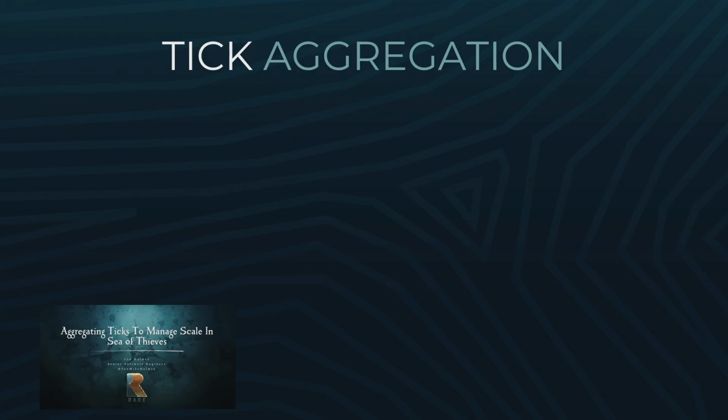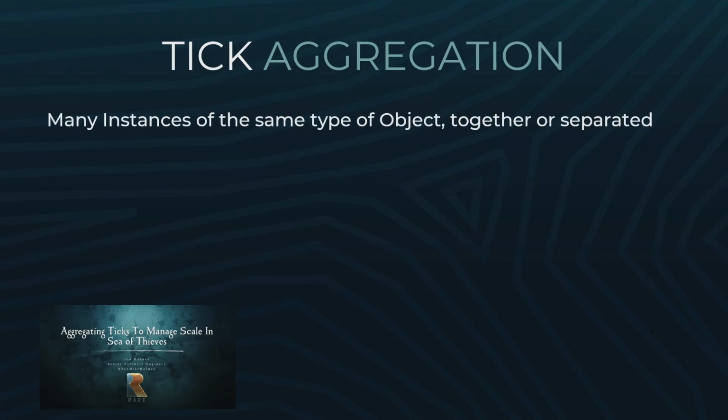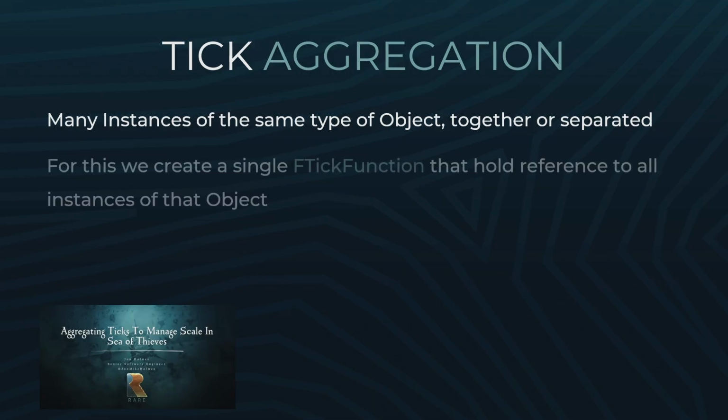But when would we want to aggregate our tick? Well, we want to aggregate our tick when we've got many instances of the same object, either running together like we had in the frame there, or they might also be separated across the frame, which tends to be sort of the case we see more often in profiles. So for this, all we want to do is create one singular tick function that's going to run all of these objects instead of each one running it individually.